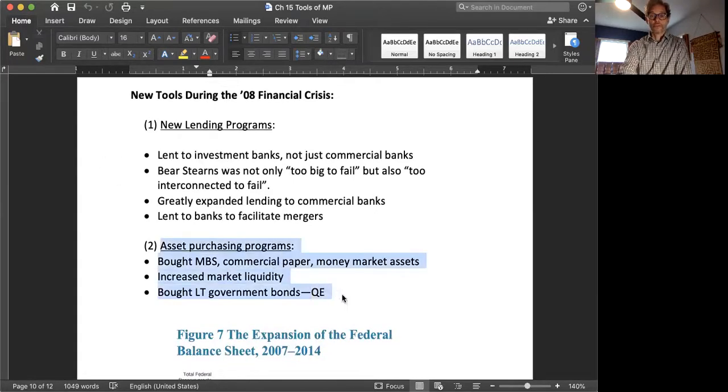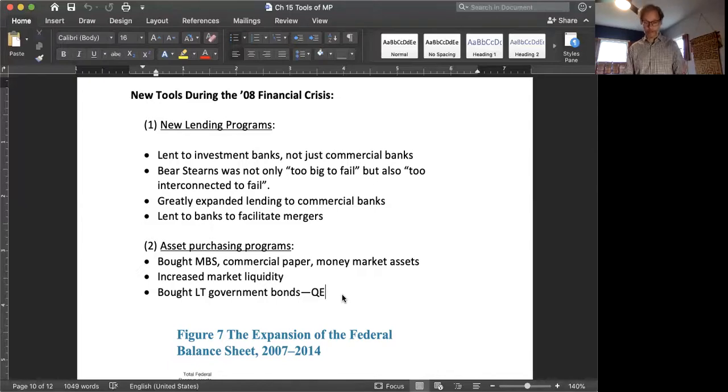What the Fed switched to in 2008, and has definitely been relying on more during this pandemic crisis, is asset purchasing programs. Instead of just buying T-bills like they usually do with open market operations, why don't we buy other kinds of financial assets like mortgage-backed securities, commercial paper, money market assets, and try to increase liquidity in the financial markets in general, not just in the banks.